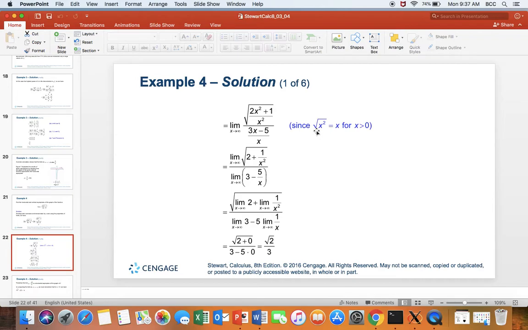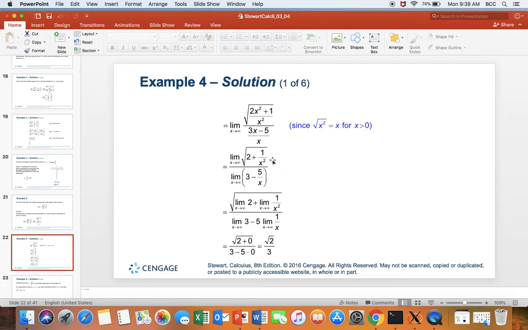All right. Here is an important note. The square root of x squared is x for x greater than 0. That's important. If x were negative, you would need a negative there. Right now, x is positive because you are going to positive infinity. These two cancel, you get a 2. These give you 1 over x squared. Likewise, these two cancel, you get a 3. And this gives you 5 over x.